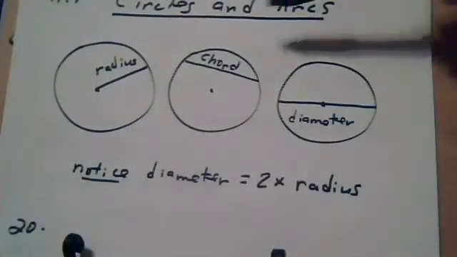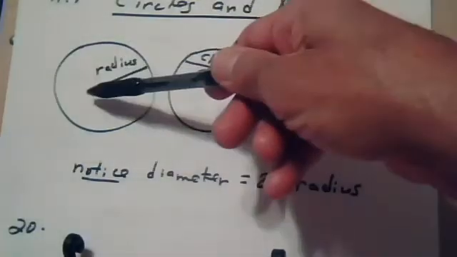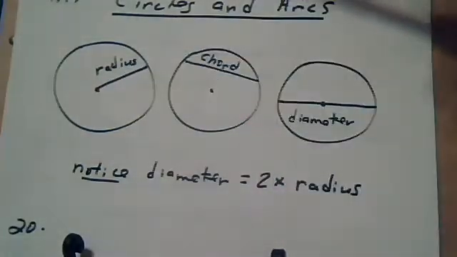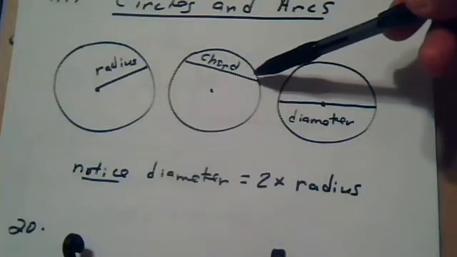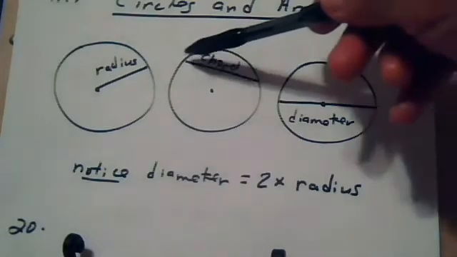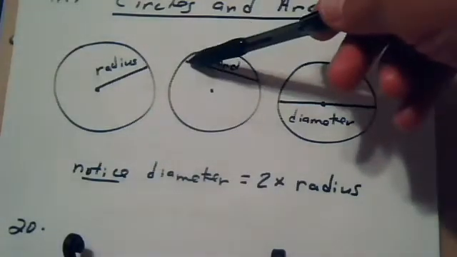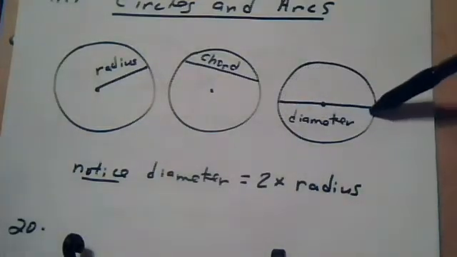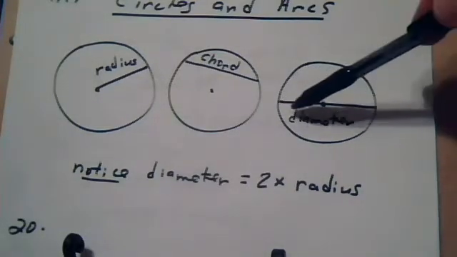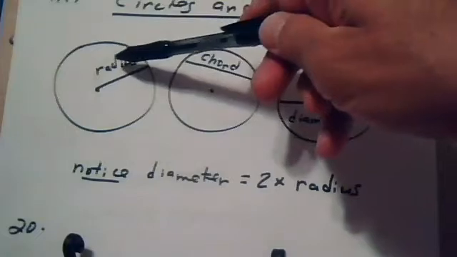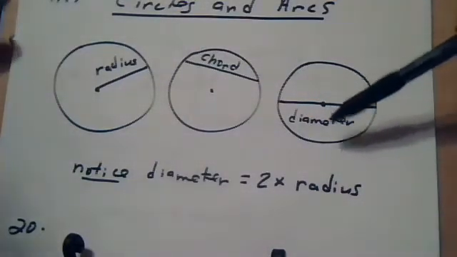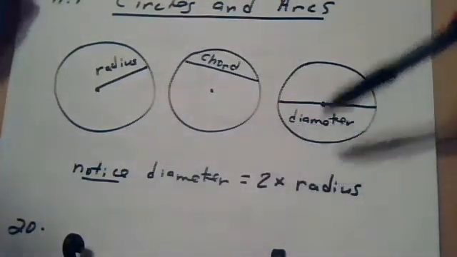Circles and arcs. This segment that goes from the center to the circle is called a radius. This is a segment that touches a circle at 2 points. And the diameter is a special type of chord. It's made up of 2 radii. Notice singular is 1 radius, plural is 2 radii. The diameter is twice the radius.